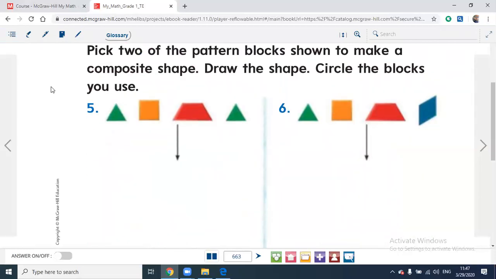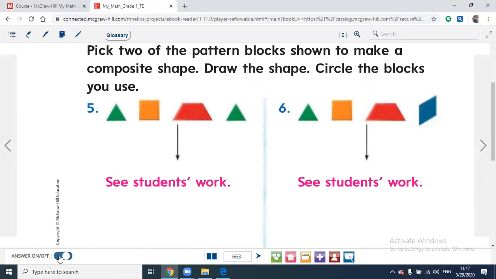Now, here it asks you to draw the shape and circle the common shape. As you like, you can put any one or any two shapes together to form a shape. As you see here, I have this square and this triangle, trapezoid, triangle. You can put two of them together to form a new shape. You can circle the shape.